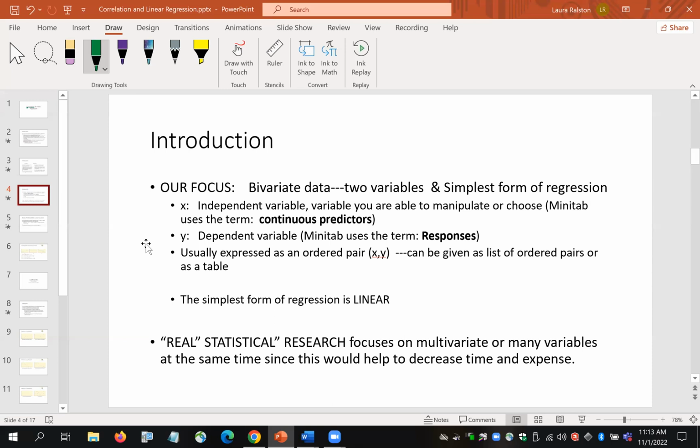And again, we're going to focus our attention simply on linear regression. And I've already pointed out that in real statistical research, they focus on more than one variable at a time. They do what's called multivariate, or many variables at the same time, because that can also help to decrease the time needed to do the research and the expense of the research by collecting a lot of data at one time.